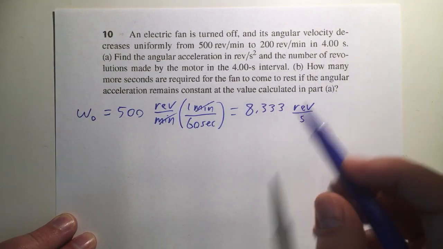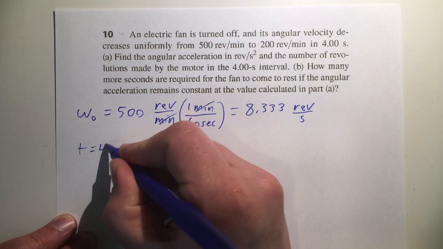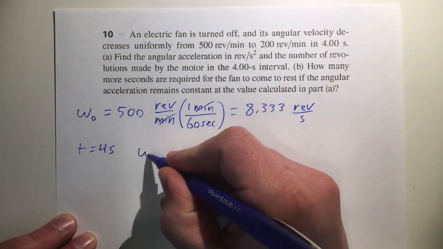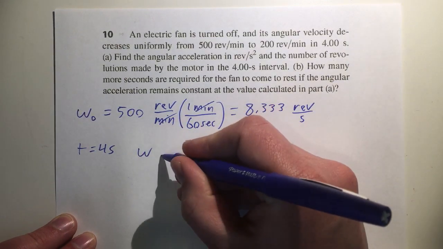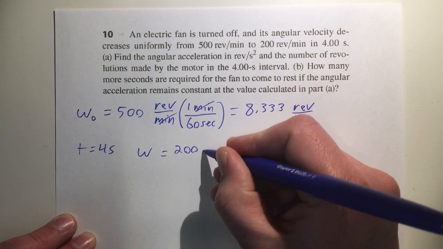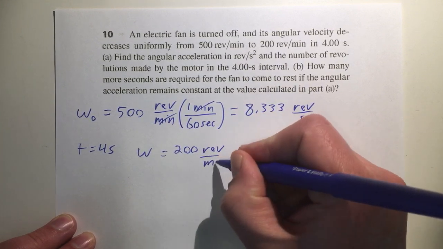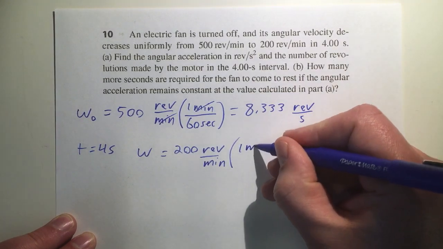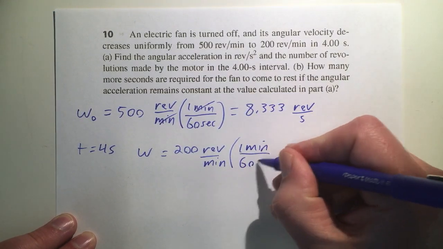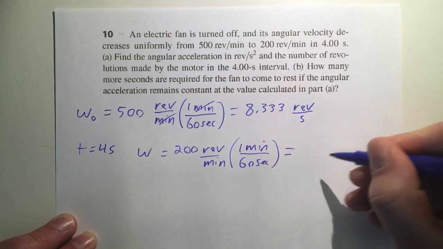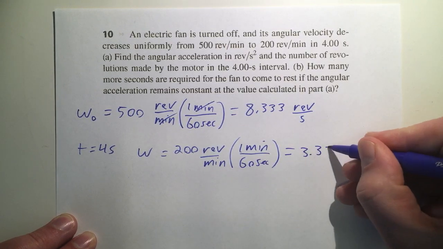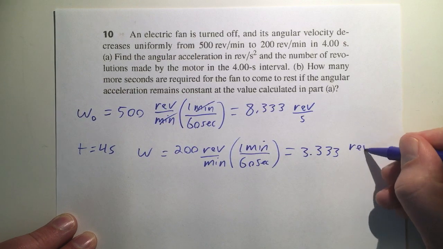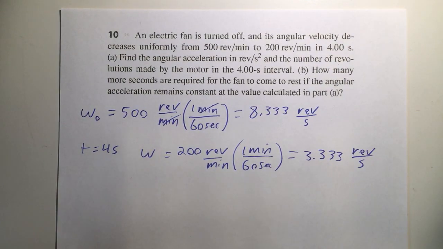They also tell me in the problem that at time equals 4 seconds, sometime later, the angular velocity at that moment is 200 revolutions per minute. Okay, so it's still spinning fast, and I can do the same conversion. 1 minute is 60 seconds, and so that gives me the angular velocity at that moment is 3.333 revolutions per second. Okay, so those are our knowns.